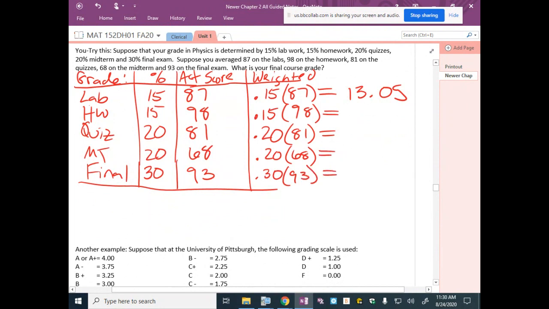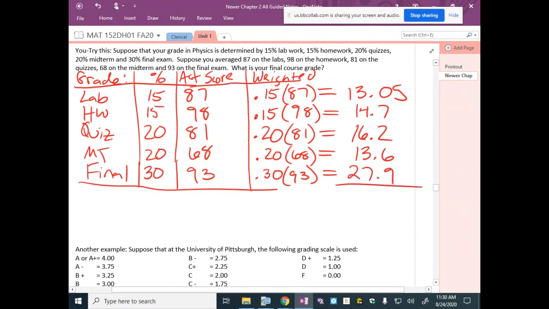So we do the calculations. 0.15 times 98, that would be 14.7. 0.20 times 81 is 16.2, then 13.6, and 27.9.